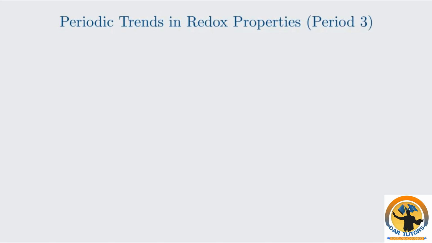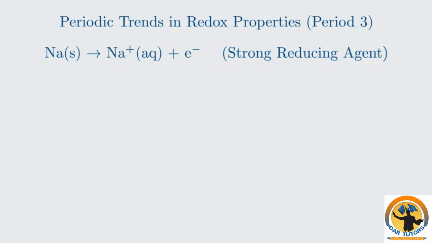Let's pause to appreciate the periodic trends that govern redox properties. This can help us predict how elements will behave. As you move from left to right across a period, for example, period 3, you see a trend from strong reducing agents to strong oxidizing agents. Sodium and magnesium on the left are metals. They have a tendency to lose electrons easily, so they are strong reducing agents.